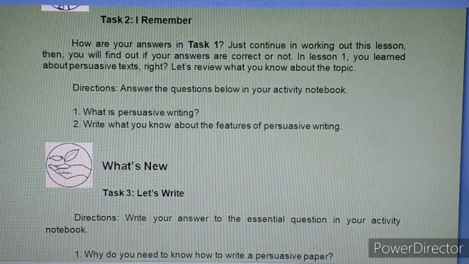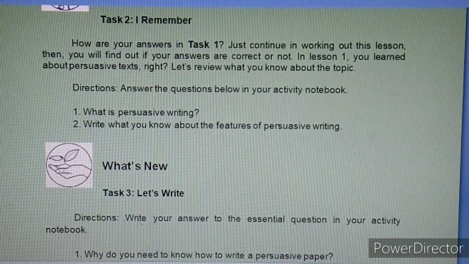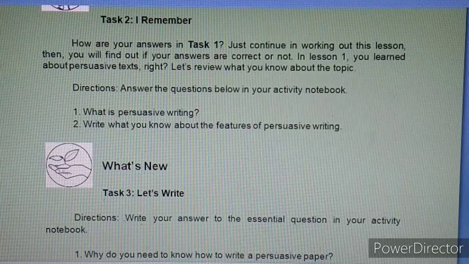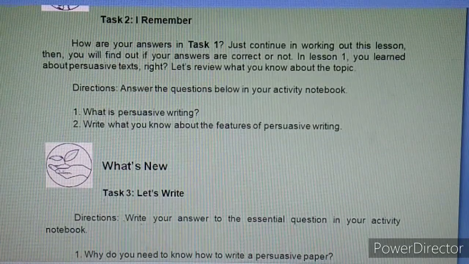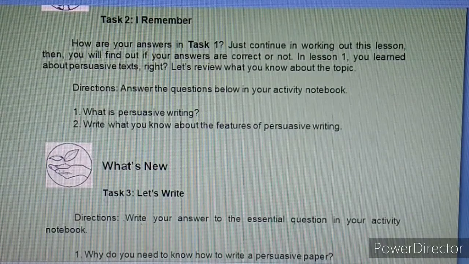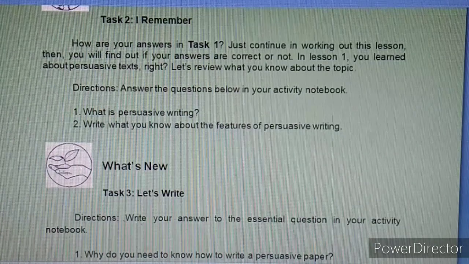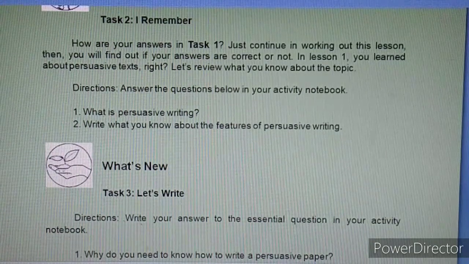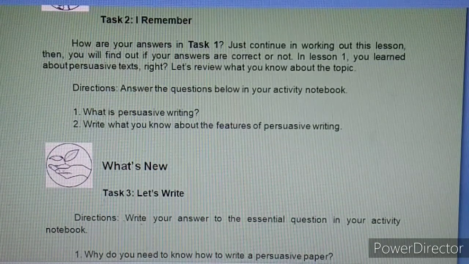Welcome to Task 2, I Remember. How are your answers in Task 1? Just continue working out this lesson and then you will find out if your answers are correct or not. In Lesson 1, you learned about persuasive texts, right? So let's review what you know about the topic.